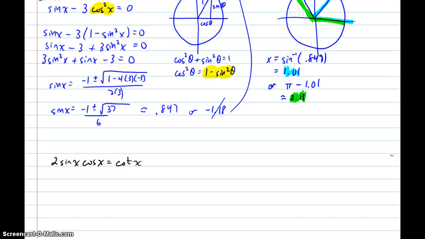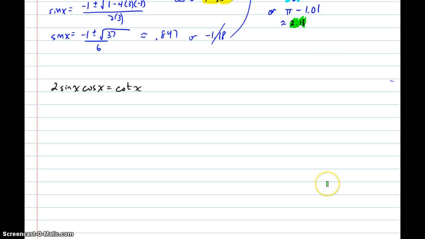The other problem I wanted to do was this one. 2 sine of x cosine of x equals cotangent of x. And now you're thinking, wait a minute, there's 3 trig functions in there. Well, let's do the same kind of thing. Let's rewrite it in terms of just sines and cosines. So it's 2 sine of x cosine of x equals, now remember cotangent is the reciprocal of tangent, so that's cosine of x divided by sine of x.